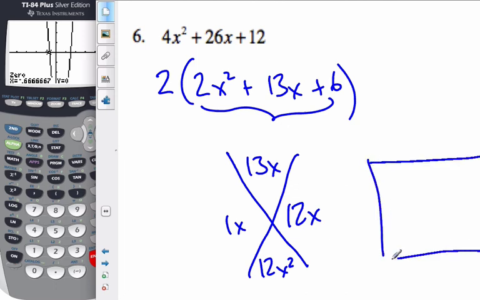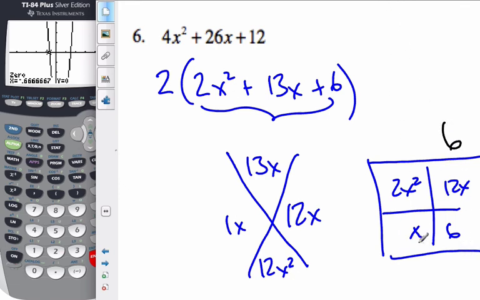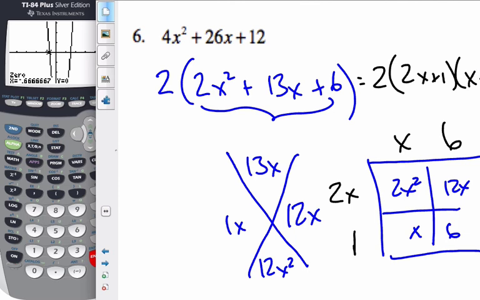Moving to my box and putting the area of 2x squared in. And 6 and 12x and x. Common factors, and I get 6. I get x, 2x, and 1. And so 2x plus 1, and x plus 6. This is the fully factored. I have to get the common factor out.